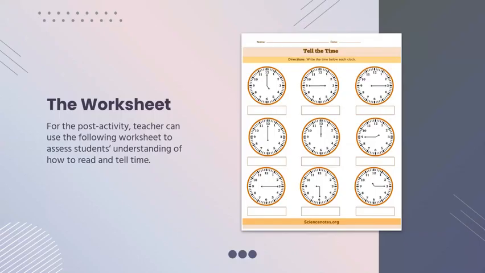Here is an example of the worksheet. For the first activity, the teacher can use the following worksheet to assess students' understanding of how to read and tell the time. In the empty box, the students can write how to read the time in English, and they will write it in the empty box.